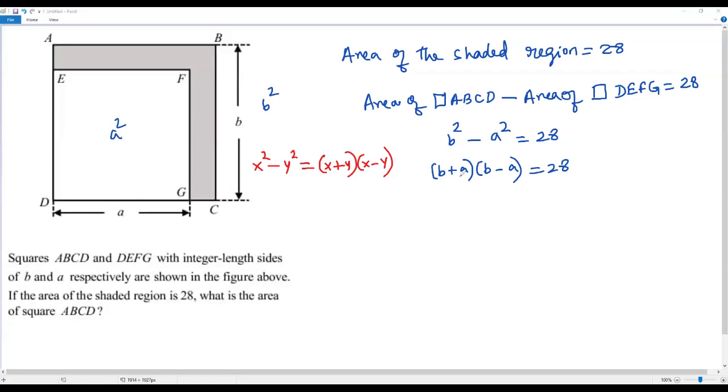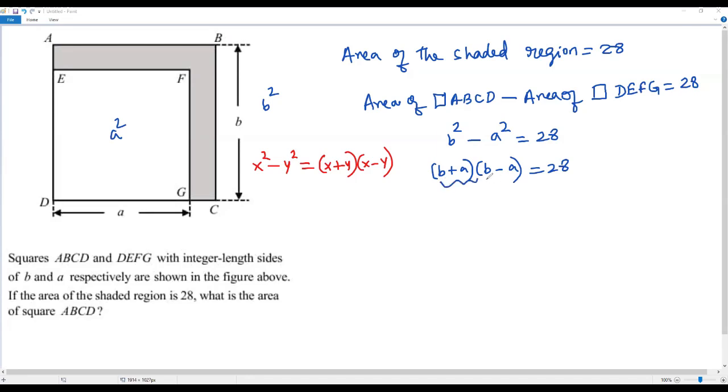Okay, here let's consider the values of B and A. The question clearly says B and A are integers. And also, since B represents the length of each side of the bigger square ABCD and A represents the length of each side of the smaller square DEFG, both A and B must be positive integers. Here we have the addition of two positive integers, and here we have the difference of two positive integers. The addition of two positive integers will always be greater than the difference of two positive integers.